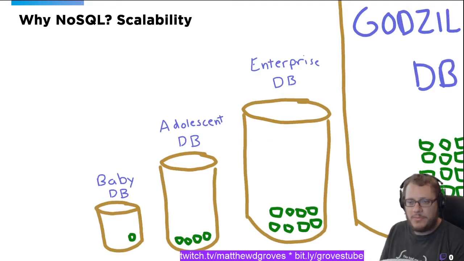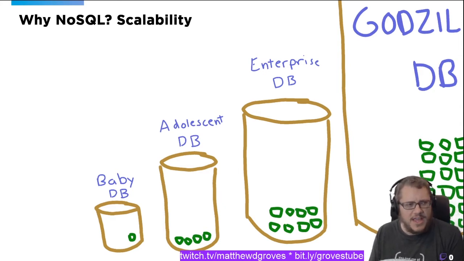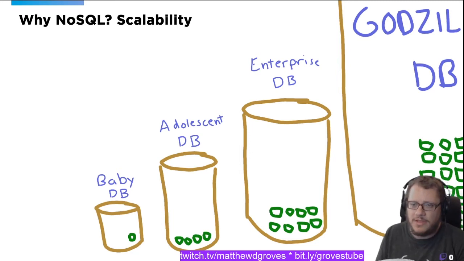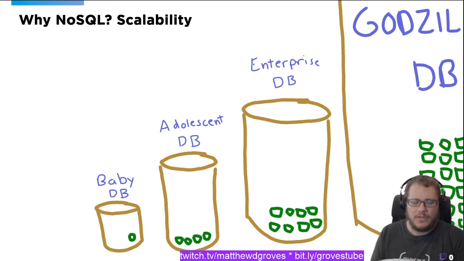So why are people looking at NoSQL in the first place? There are a few reasons, maybe 4. I think the main one originally, and probably still, is scalability. There are 2 types of scalability.